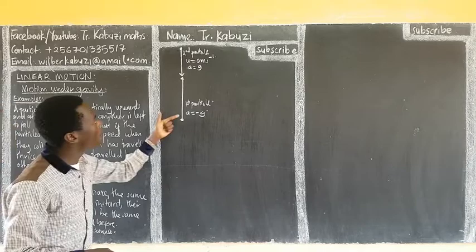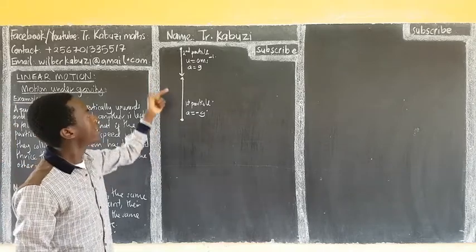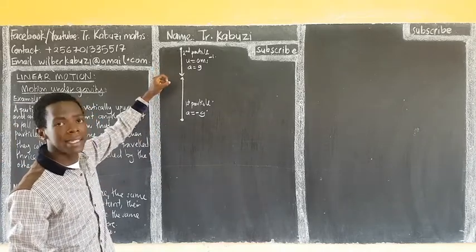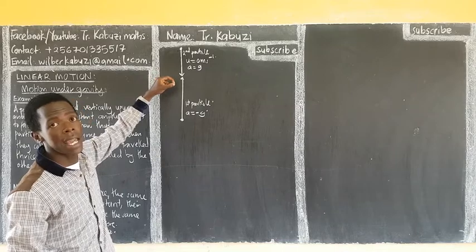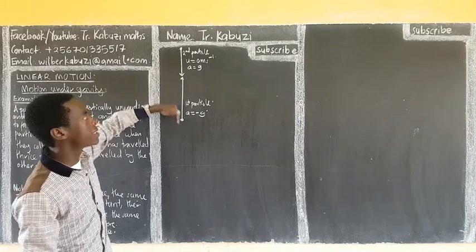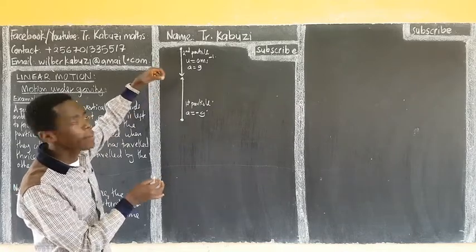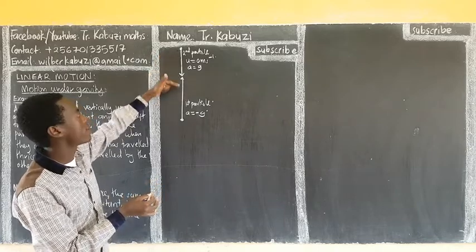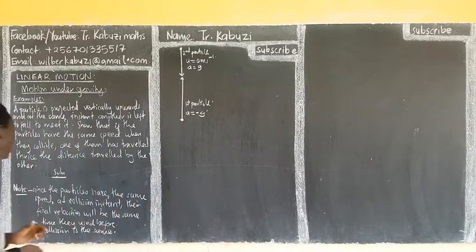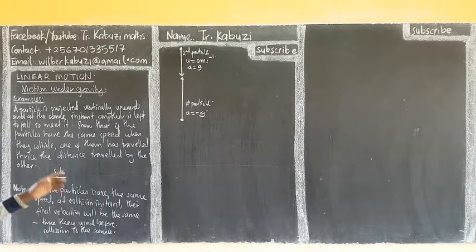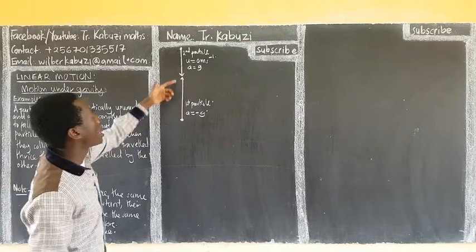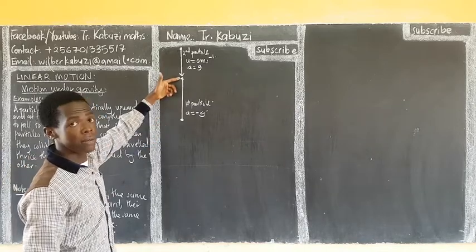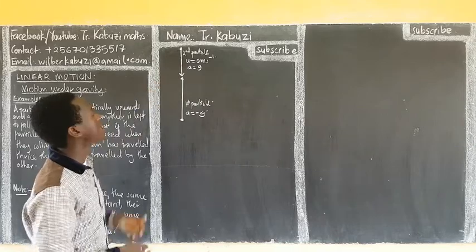Now, because they are released at the same time, they are going to meet after using the same time. This one is released and this one is projected upwards. So the time they use before meeting is the same for both. These are the things I'm putting here. Since the particles have the same speed at meeting, the final velocity here is going to be the same for this and this.